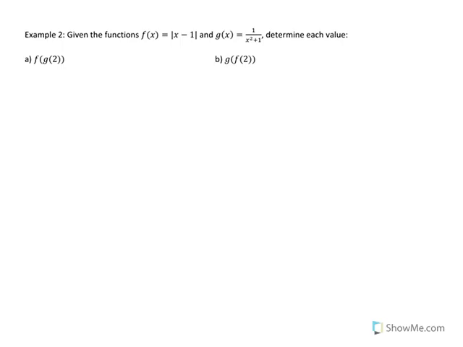Okay, given the functions f of x equals the absolute value of x subtract 1, and g of x is equal to 1 over x squared plus 1, determine each value. So same thing as last example. We're going to evaluate g of x first. So we have 1 over 2 squared plus 1, which is 1/5. 4 plus 1 is 1/5.